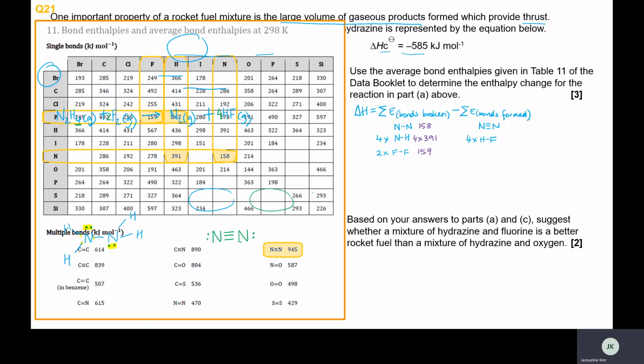We go down the bottom to look for our multiple bonds. So our triple bonded nitrogen is 945. And 4 lots of hydrogen fluoride bonds here. So H and F, we have 565, 7.